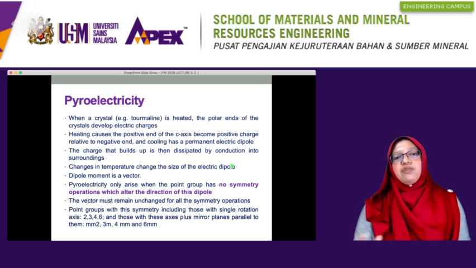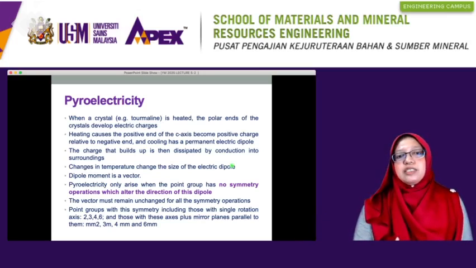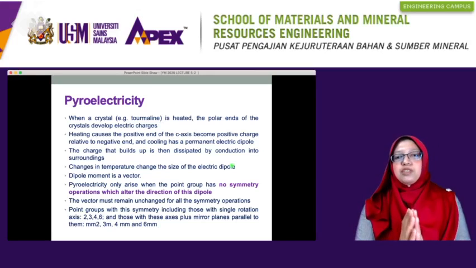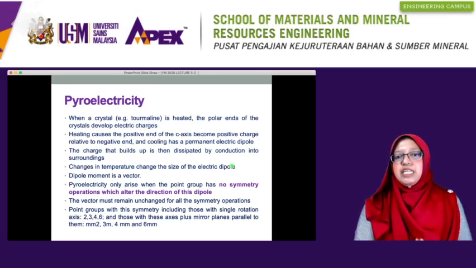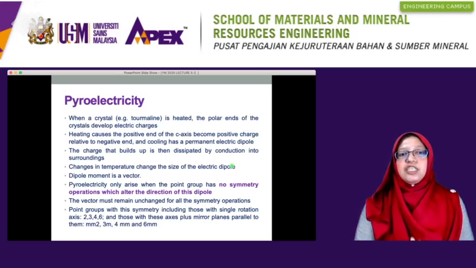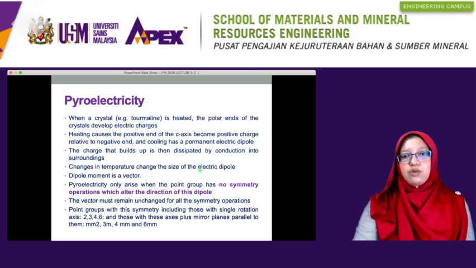Then we have pyroelectricity. When a crystal, such as tourmaline, is heated, the polar ends of the crystal develop electric charges. Heating causes the positive end of the c-axis to become positive in charge relative to the negative end, and cooling reverses this. The crystal has a permanent electric dipole. The charge that builds up is then dissipated by conduction into the surroundings.